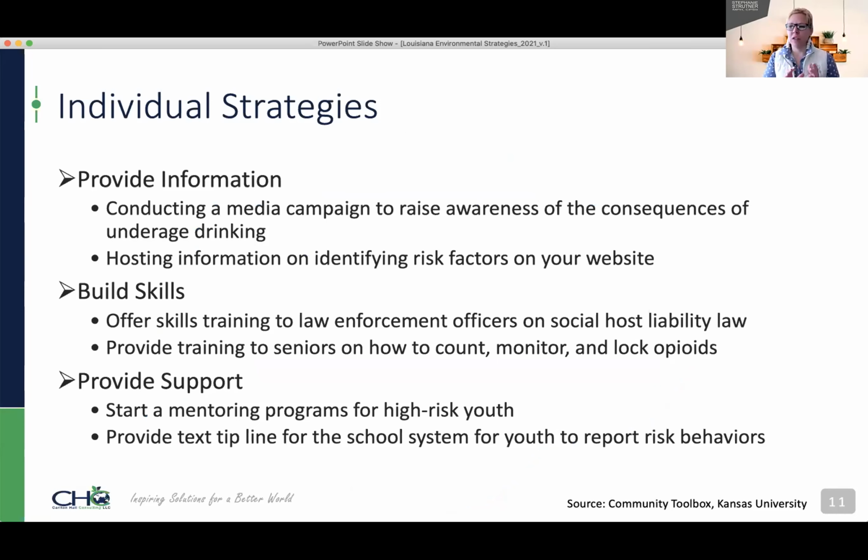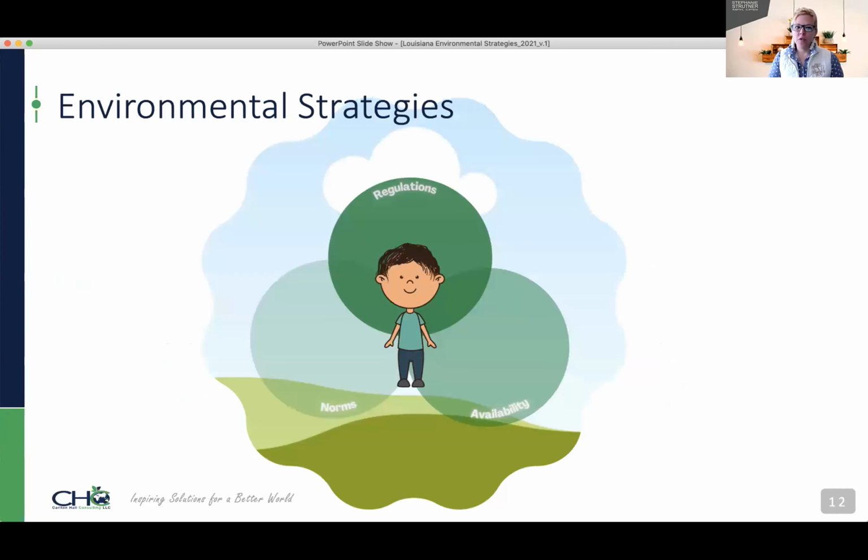So we know those individual strategies reach people through providing information, also building skills, and providing support. All of these are at the individual level, but still that individual must leave that environment and go out into the real world and at some point be confronted with a choice. Our environmental strategies are those that achieve change and are able to work on systems in our communities.